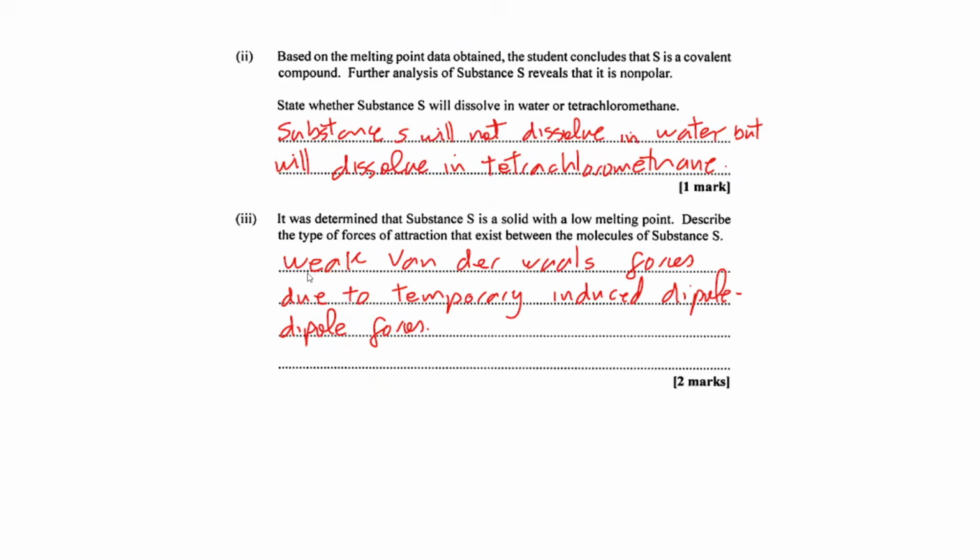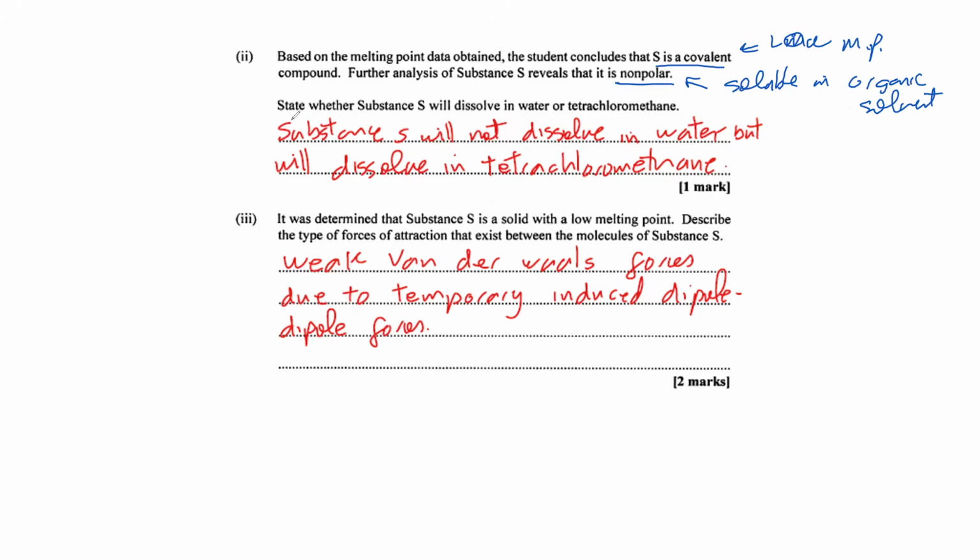See Part 2. Based on the melting point data obtained, the student concludes that sulfur is a covalent compound. Further analysis of substance S reveals that it is nonpolar. So the first thing we should note here, being that S is covalent and nonpolar, it means that it will have a low melting point. So low MP. And of course, it will be soluble in organic solvent, but not in water.